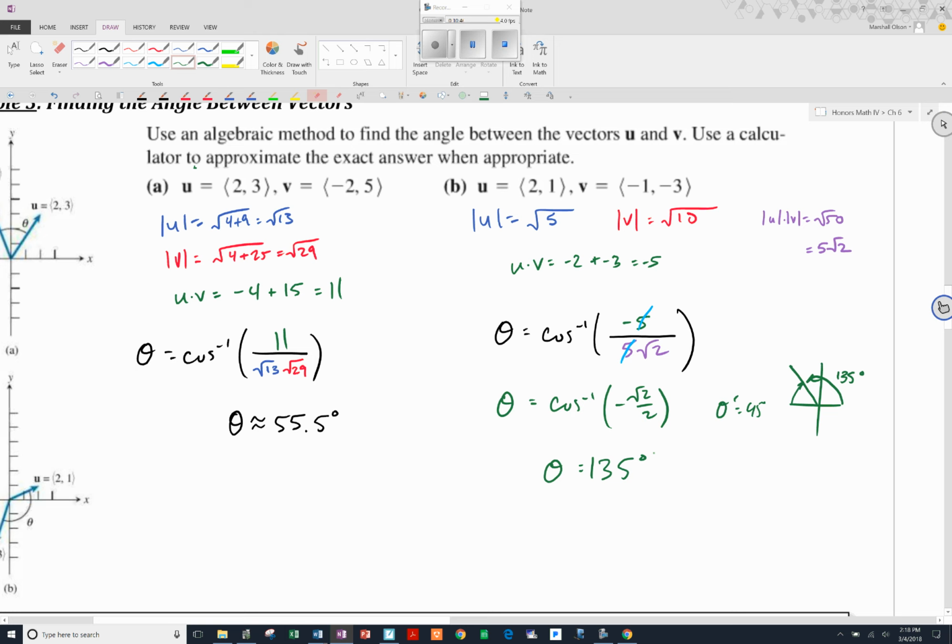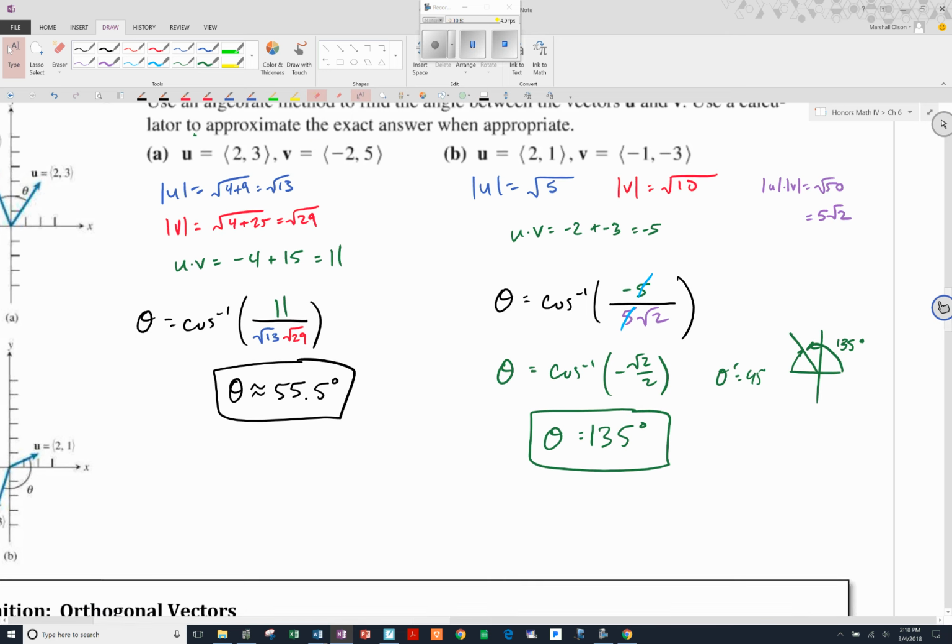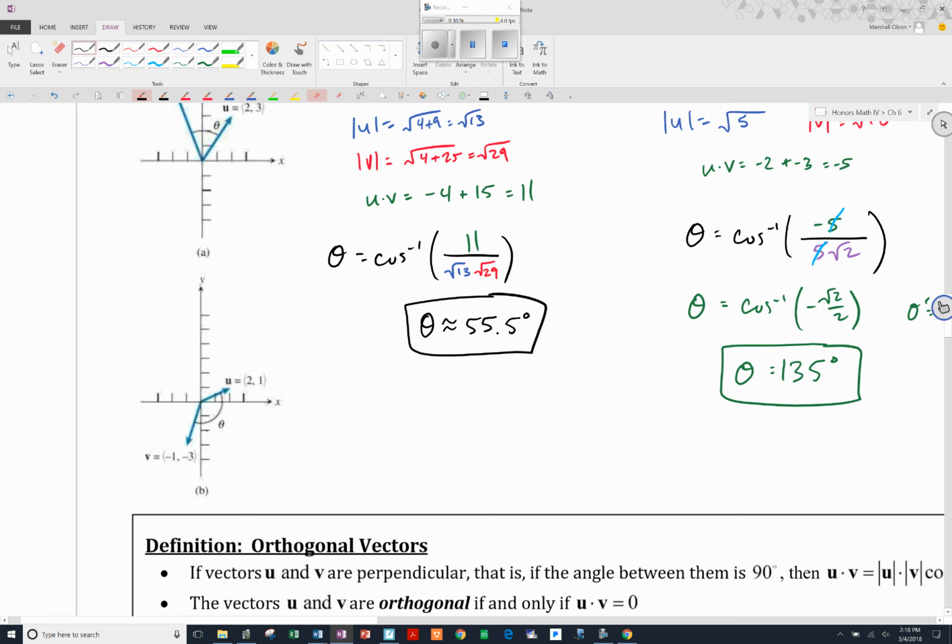And that's what theta is. Inverse cosine of negative square root of 2 over 2 is 135 degrees. So that is our angle between those two there, and it looks like a pretty legit answer.